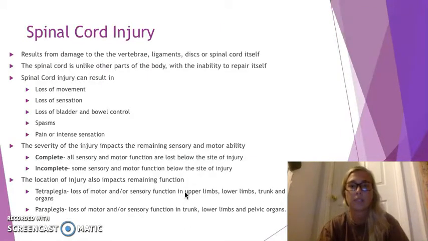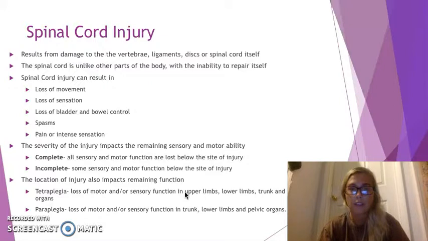So, spinal cord injury. This results from damage to the vertebrae, ligaments, discs, or even the spinal cord itself in the worst case. The spinal cord is unlike other parts of the body because it cannot repair itself. So an injury sustained is very hard to reverse, and pretty impossible. A spinal cord injury can result in a loss of movement, a loss of sensation, loss of bladder and bowel control, uncontrollable spasms, and pain or intense sensation in many different areas of the body.